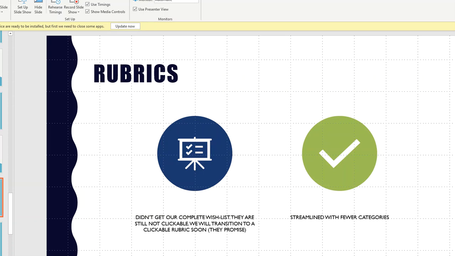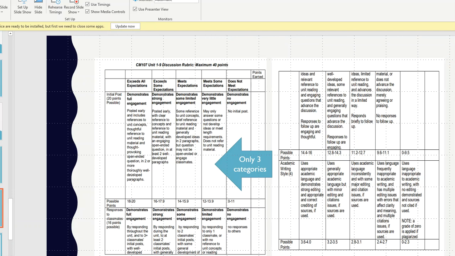Which is why we went with kind of the layout and formatting that we did. So we've been told that these should carry over nicely when we do switch to clickable rubrics, and they're definitely more streamlined, which I think is beneficial. So like here's the discussion rubric. You'll see there's only 3 criteria on this one. So you have initial post, responses to classmates, and then writing style.